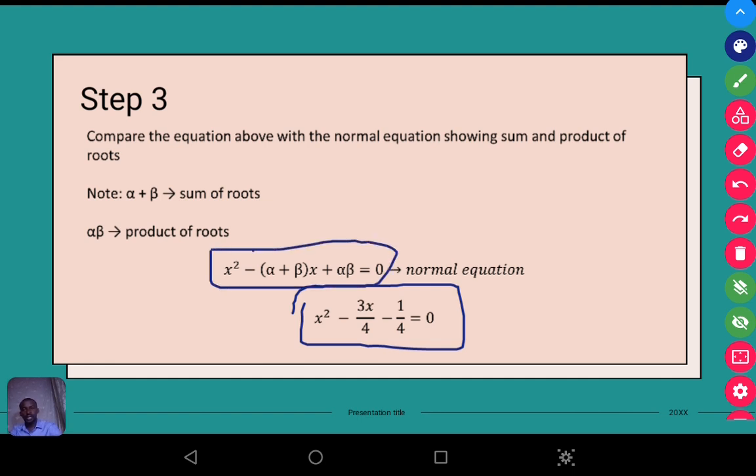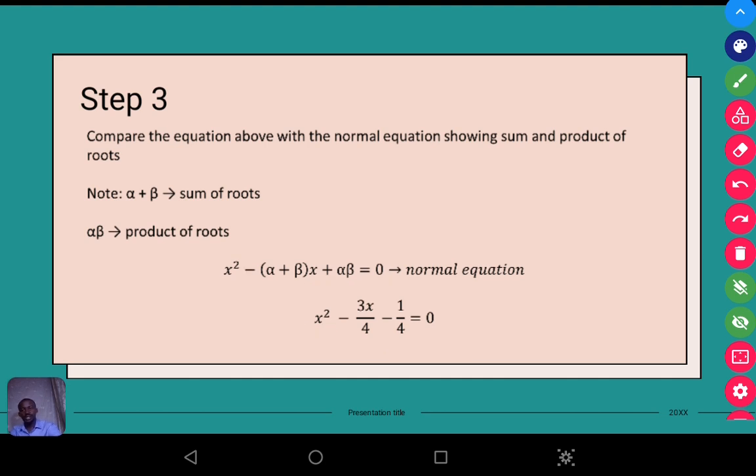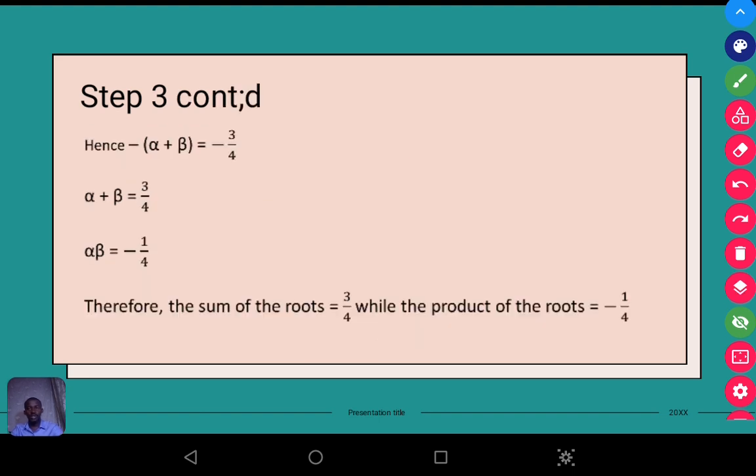As you can see, here we have x squared and here we have x squared, so there's nothing to do there. Then we have negative (alpha plus beta) x, which we compare with minus 3x over 4, and also we have positive alpha beta, which we compare with negative 1 over 4. So when we compare that, you realize that the negative here can take out the negative here, so we'll be left with alpha plus beta equals 3 over 4.